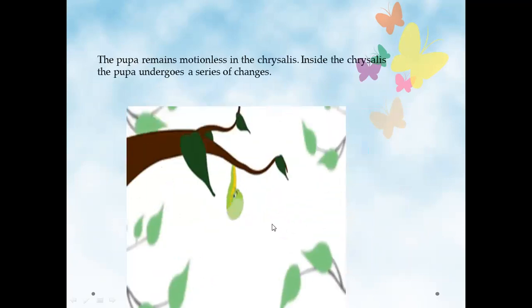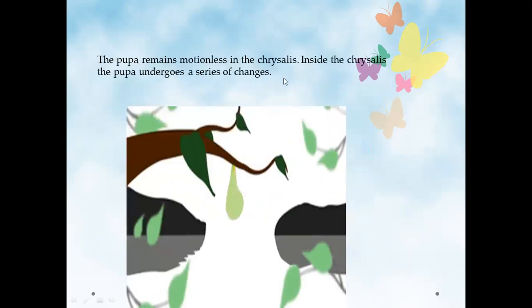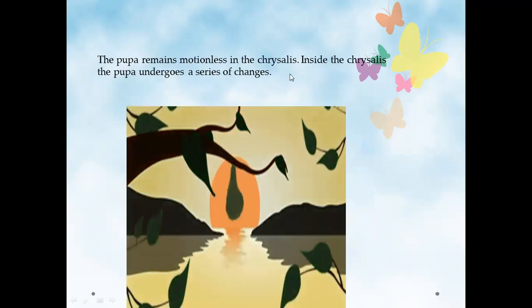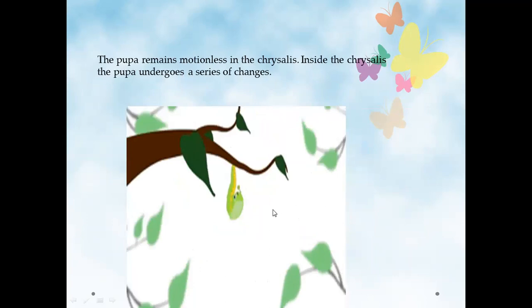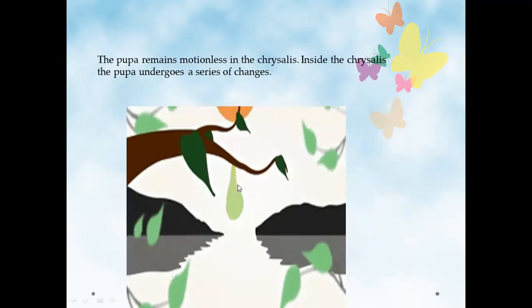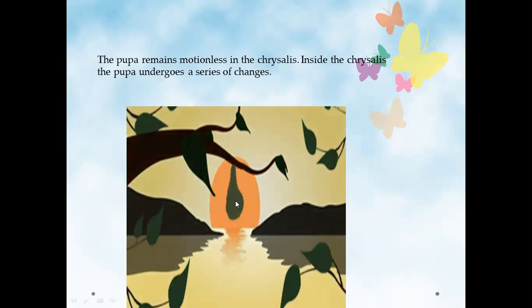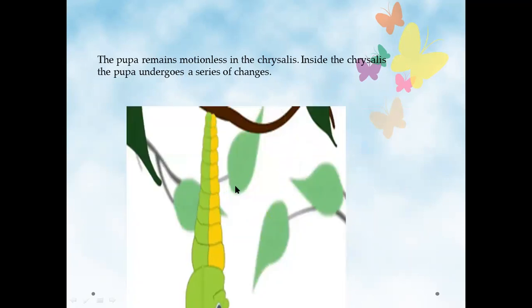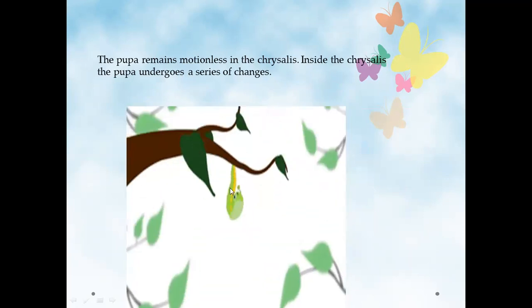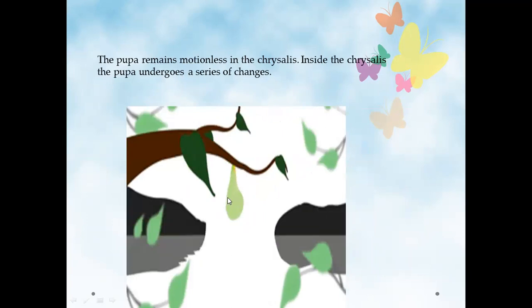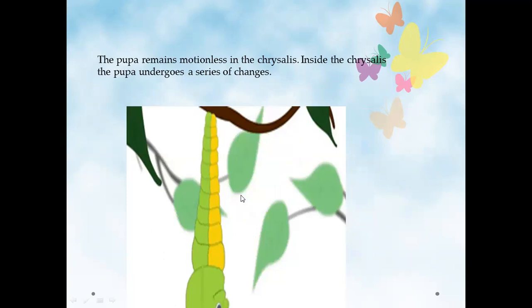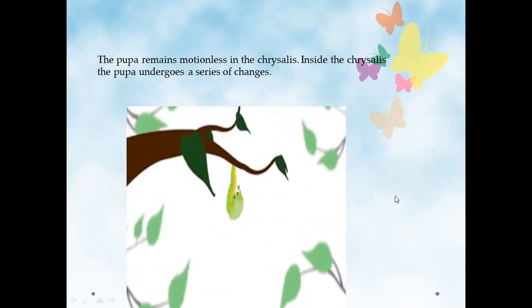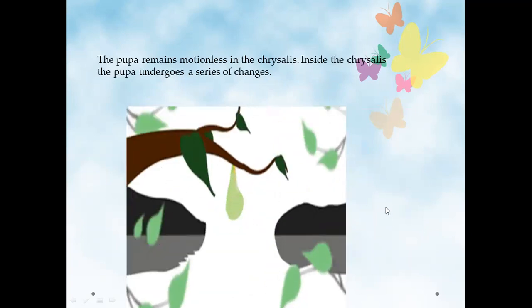The pupa remains motionless in the chrysalis. Inside the chrysalis, the pupa undergoes a series of changes. What happened? It remained motionless, and the pupa undergoes a series of changes inside this protective layer. Understood? Get it?